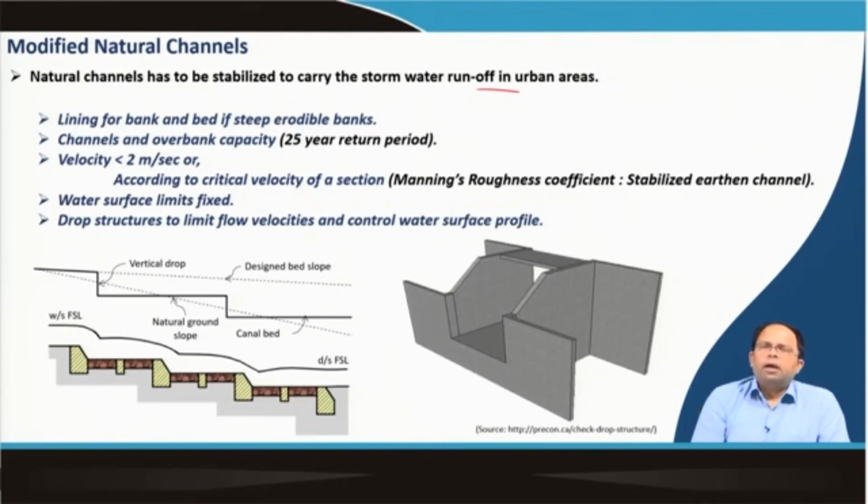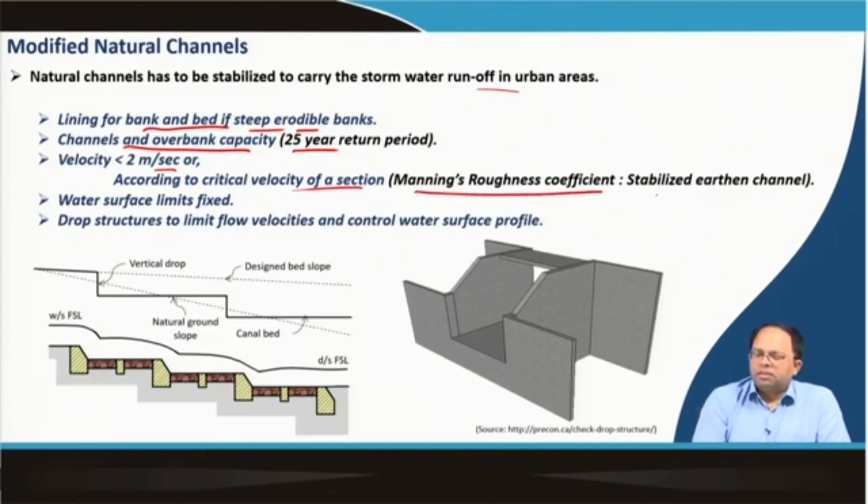That means we can have riprap at the side, we can have concreting of the beds, but at the same time the design of these drop structures is also part of modifying the natural channels. And in addition to lining the banks and the bed, if the banks are erodible, then we design these channels with overbank capacity for a 25-year return period, and we design the velocity of this kind of channel to be less than 2 meters per second or according to the critical velocity of the section.